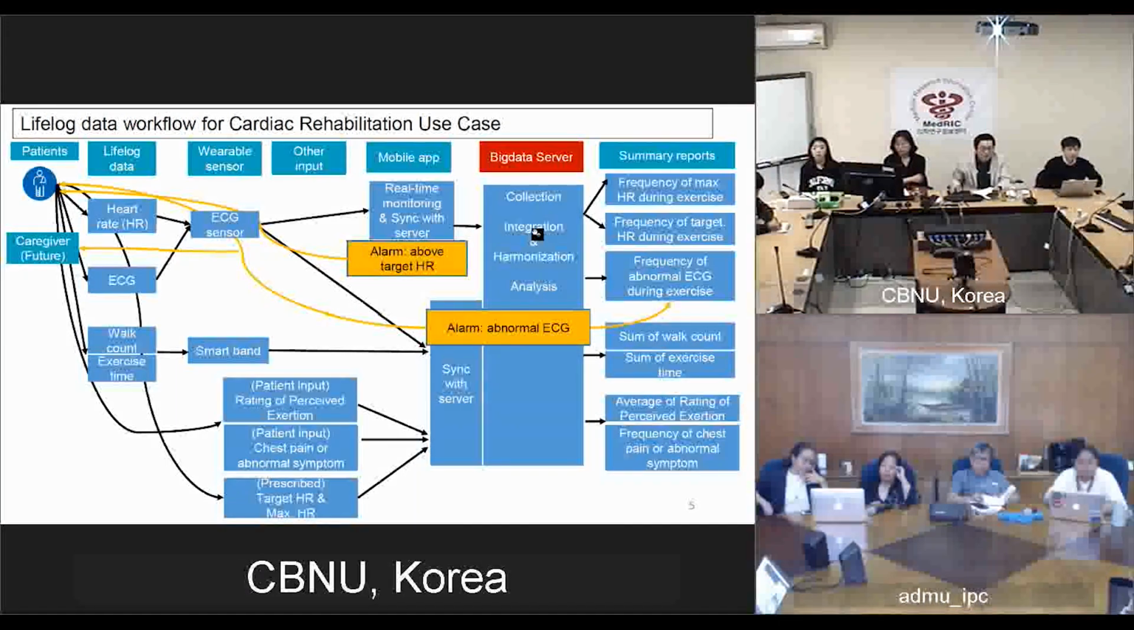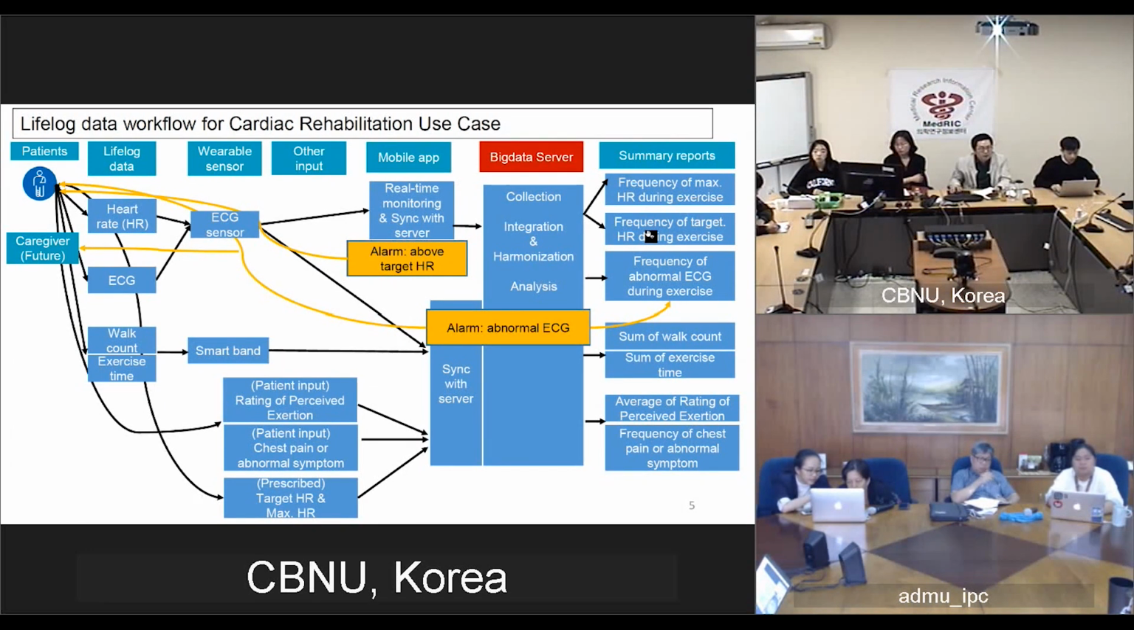From there, a summary report, for example, the frequency of maximum heart rate and the frequency of target heart rate during exercise, will be generated. ECG data will also be collected, saved, and analyzed at the big data server. When there is an abnormal ECG pattern during the exercise, an alarm will go off to the patient, and it will also be reported as a summary report of the frequency of abnormal ECG during exercise.